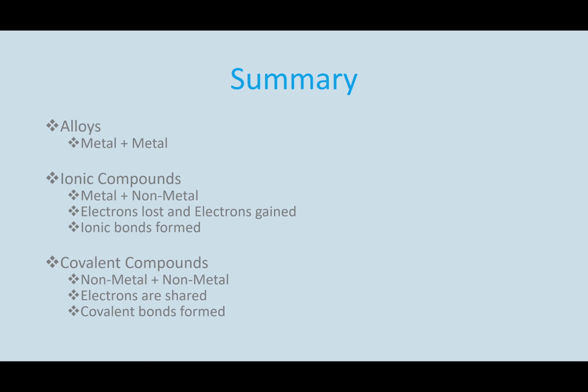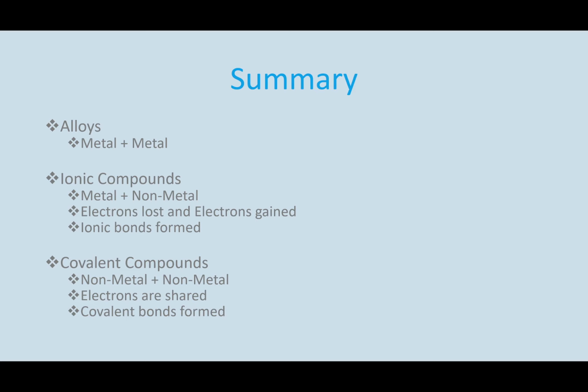So again, just as a summary, remember alloys are a metal and a metal. You're not really forming an actual compound because you're just melting them. You're not combining them chemically. Ionic compounds are a metal and a nonmetal. And again, electrons are gained and electrons are lost. So you have a cation and an anion combining because of the opposite charges, and ionic bonds are formed.